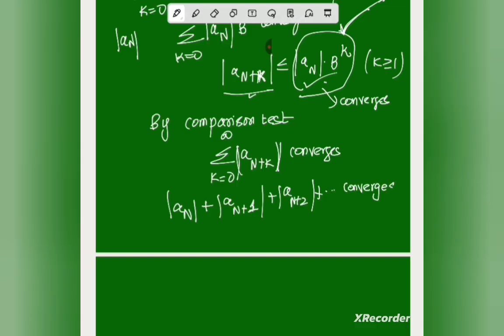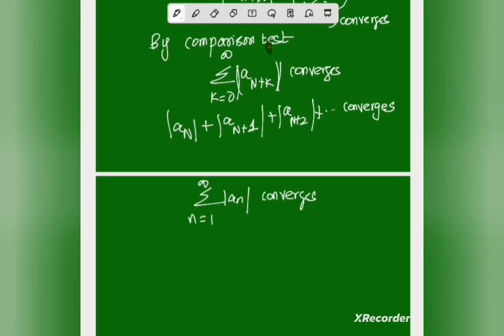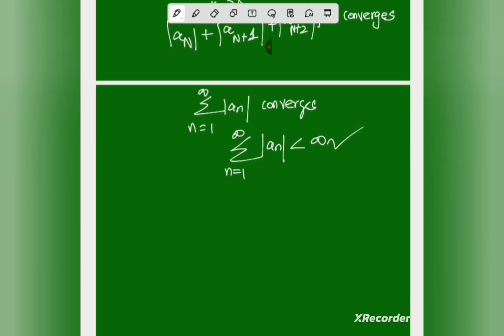So this converges, which means I can say that the series summation n equal to 1 to infinity modulus of a_n converges, right? So summation n equal to 1 to infinity modulus of a_n is less than infinity. So we have proved the first result. Now we are supposed to prove the second result.